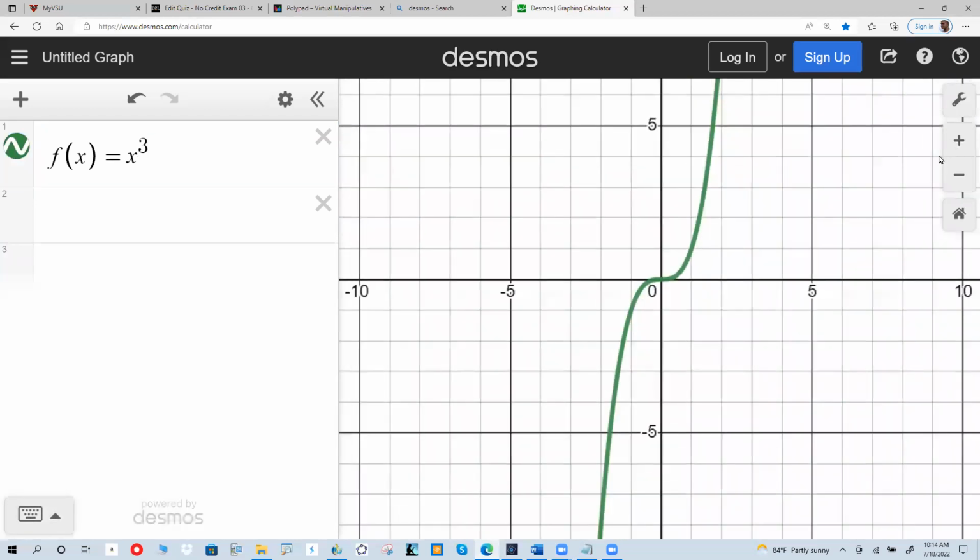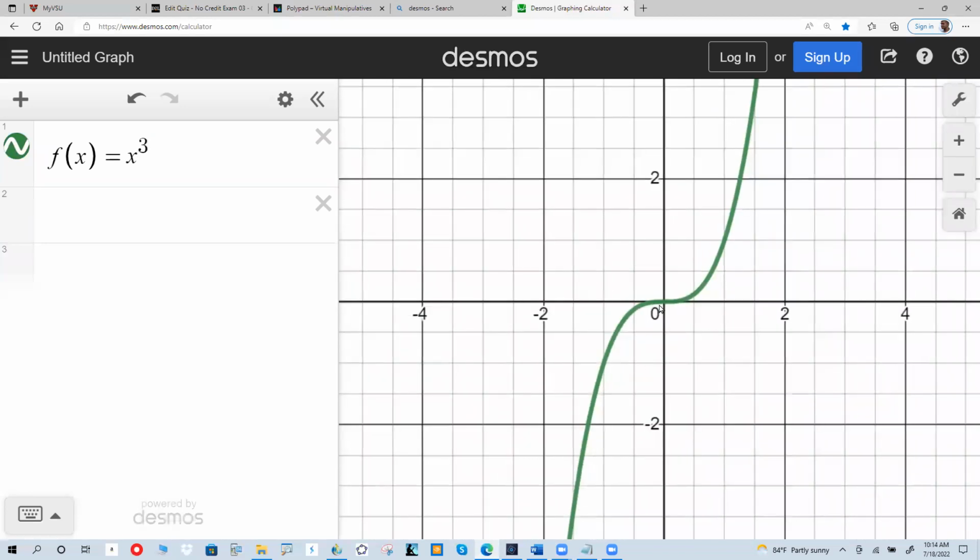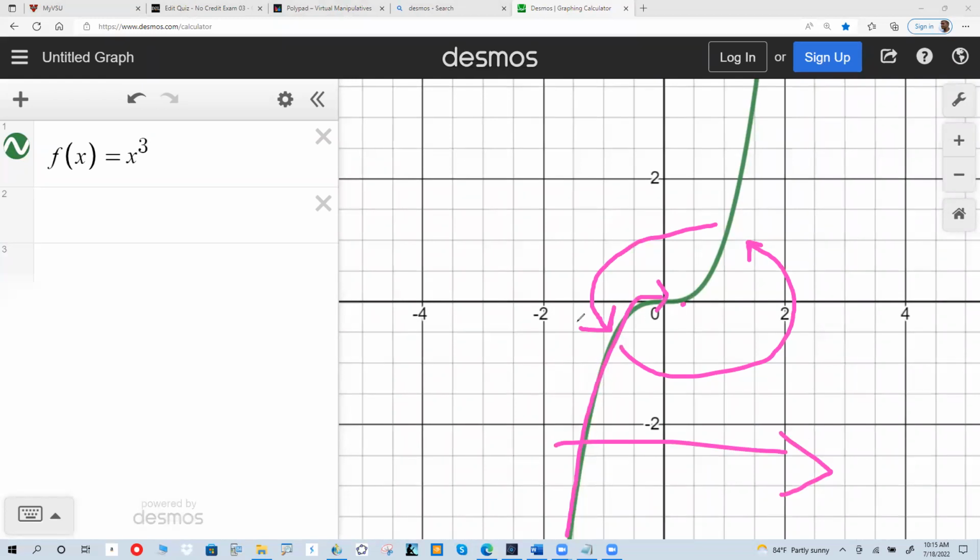And if you want to talk about some of the old stuff we did, it's symmetric with regard to the origin, because this leg matches this leg. If you rotate it, this leg matches this leg, symmetric with regard to the origin. It's increasing from the left-hand side, and so it's increasing throughout, really. You move from left to right, and the y value is always going up. So it's an increasing function.